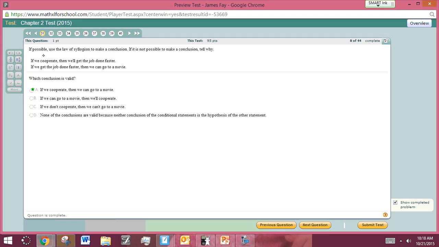Okay, here it says, if we cooperate, then we'll get the job done faster. If we get the job done faster, then we can go, I guess this is the same idea. Since that conclusion matches that hypothesis, I can say, if we cooperate, then we will go to a movie.